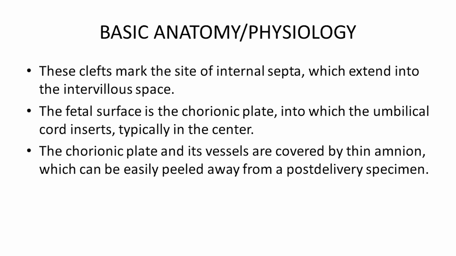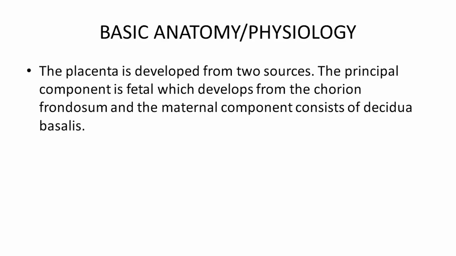The chorionic plate and its vessels are usually covered with thin amnion, which can be easily peeled away from a post-delivery specimen. The placenta is developed from two sources. The principal component is fetal, which developed from the chorion frondosum, and the maternal component, which consists of the decidua basalis. This diagram illustrates what I've said earlier about the chorionic plate, the one upper, and the basal plate, which belongs to the maternal part. And these structures here are the intervillous spaces and the villi.